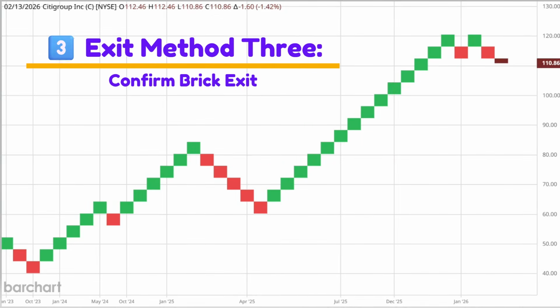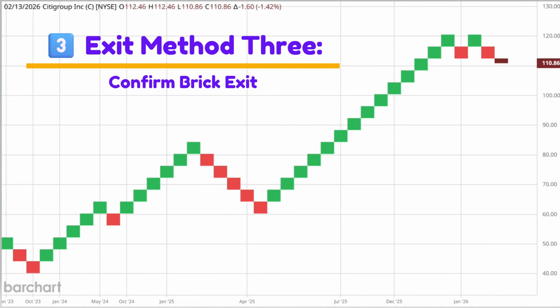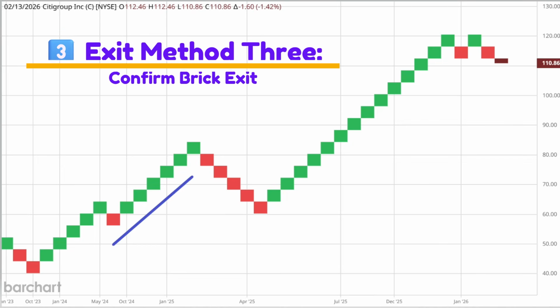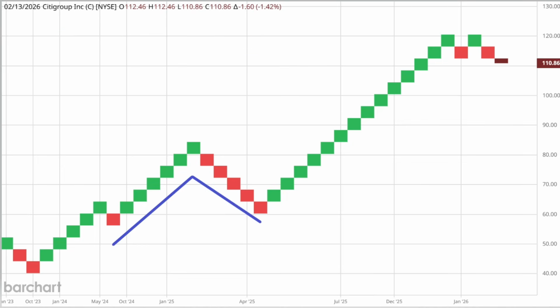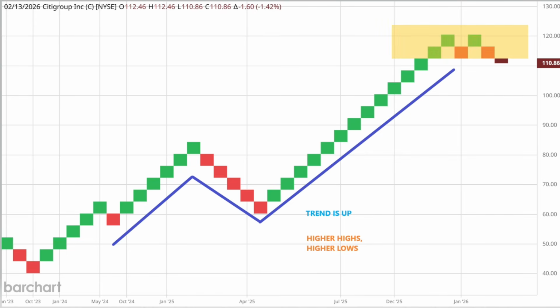Exit method 3, confirm brick exit. This approach waits for confirmation before exiting. Instead of exiting on the first opposite brick, you wait for a confirmed reversal brick. This is very similar to confirmed entries. The benefit is staying in trends longer and avoiding small pullbacks. The cost is that you will give back some profit before exiting. This method tends to work well in strong trending environments.